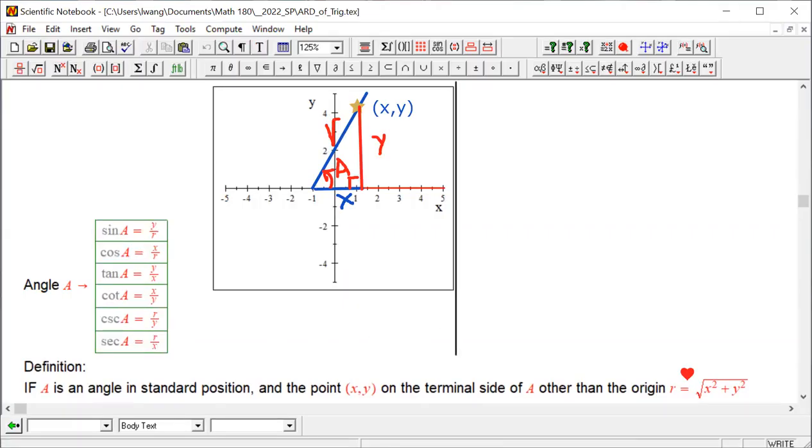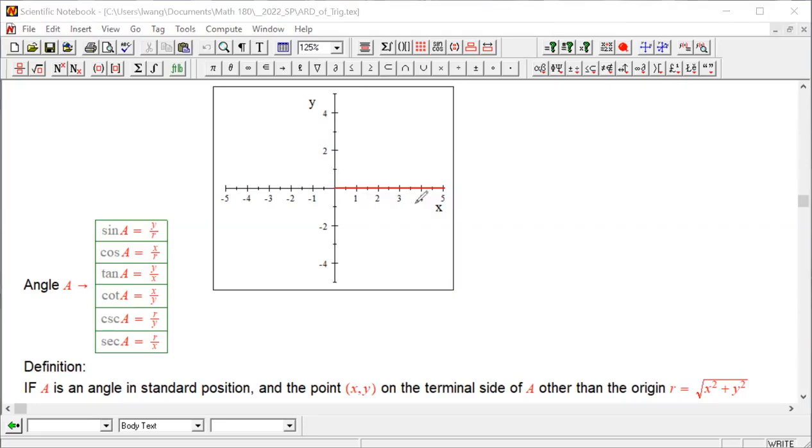Okay, so I'm going to redraw the picture, because it messed up a little bit. So once again, A is the angle measured in standard position. That's the angle A.